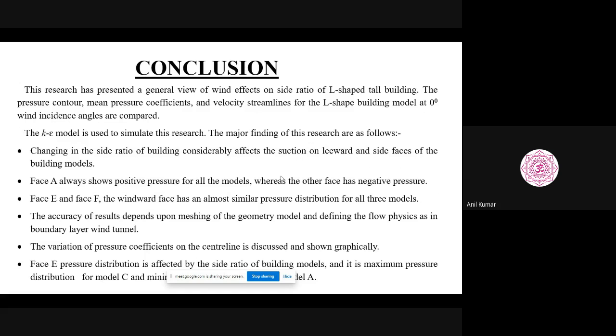I didn't get you. Please repeat. This K epsilon model. The K epsilon model is used for the whole study, because the majority of the research is done using K epsilon for this type of problem. Okay.